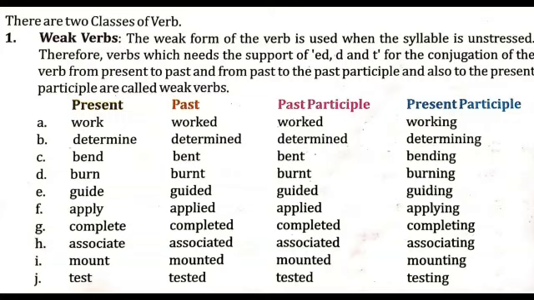Verbs which need the support of ed, d and t for the conjugation of the verb from present to past and past to the past participle and also to the present participle are called weak verbs. I have shared the list of weak verbs for your information.